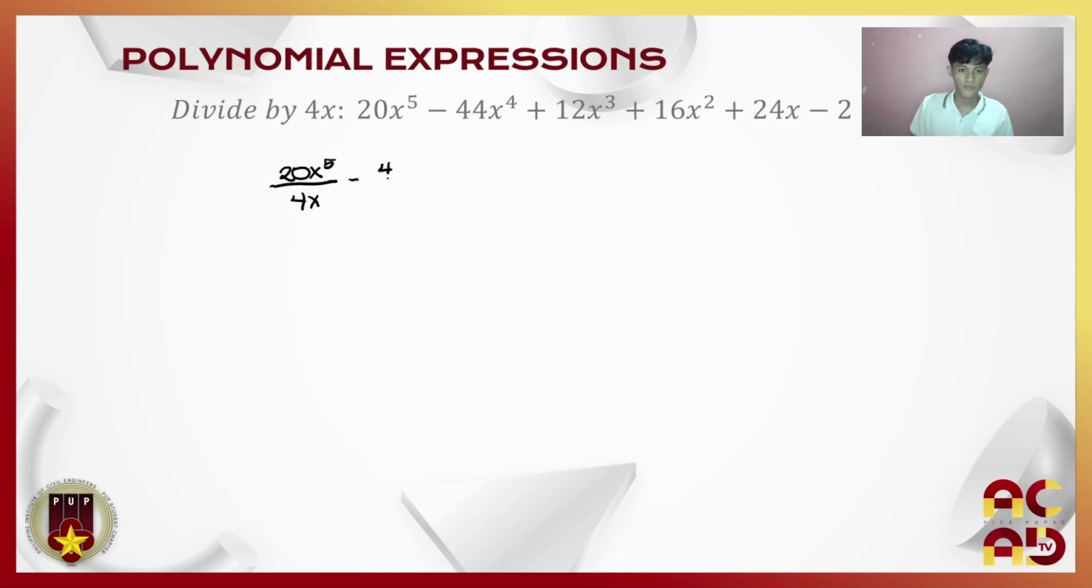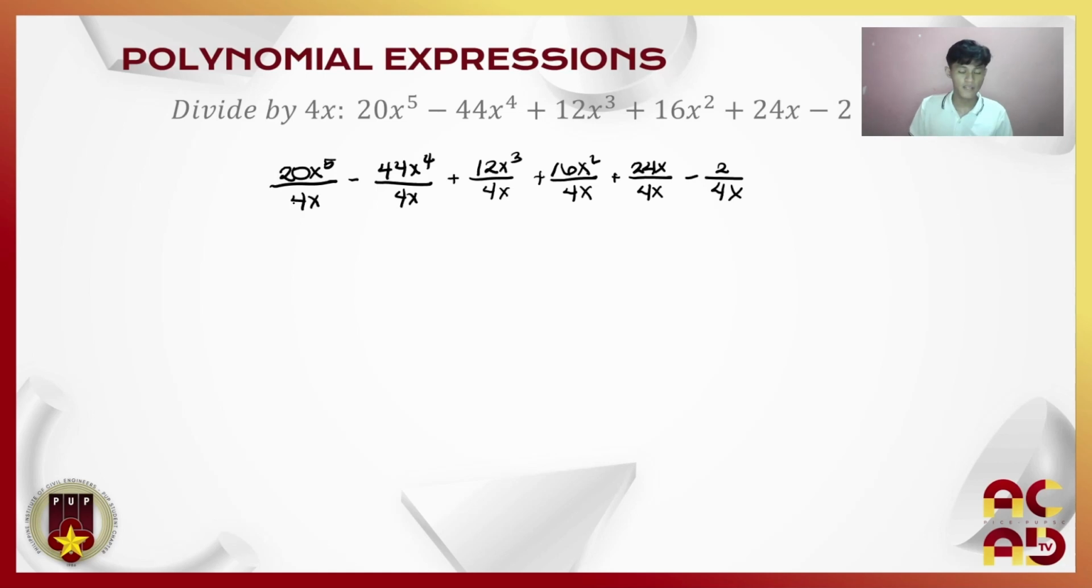And then, minus 44x raised to 4 divided by 4x. And then, plus 12x raised to 3 divided by 4x. And then, plus 16x squared divided by 4x. And then, plus 24x divided by 4x. And then, minus 2 divided by 4x. So, we will simplify them one by one.